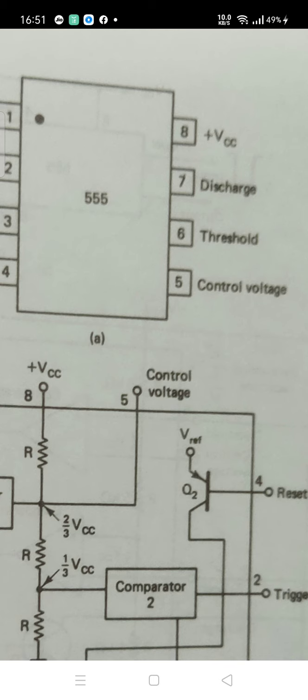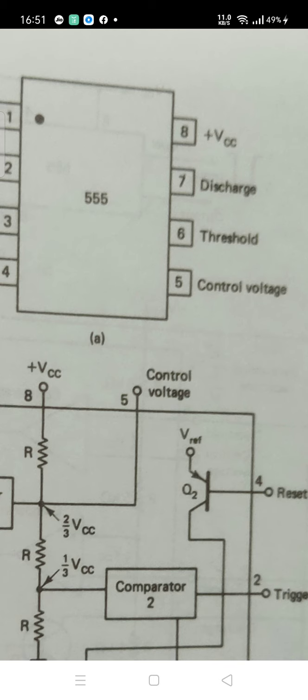When not used, the control pin should be bypassed to ground with a 0.01 microfarad capacitor to prevent any noise problems. Okay. So when this pin number 5 is not to be used, the control pin should be bypassed to the ground with a 0.01 microfarad capacitor to prevent any noise problems.